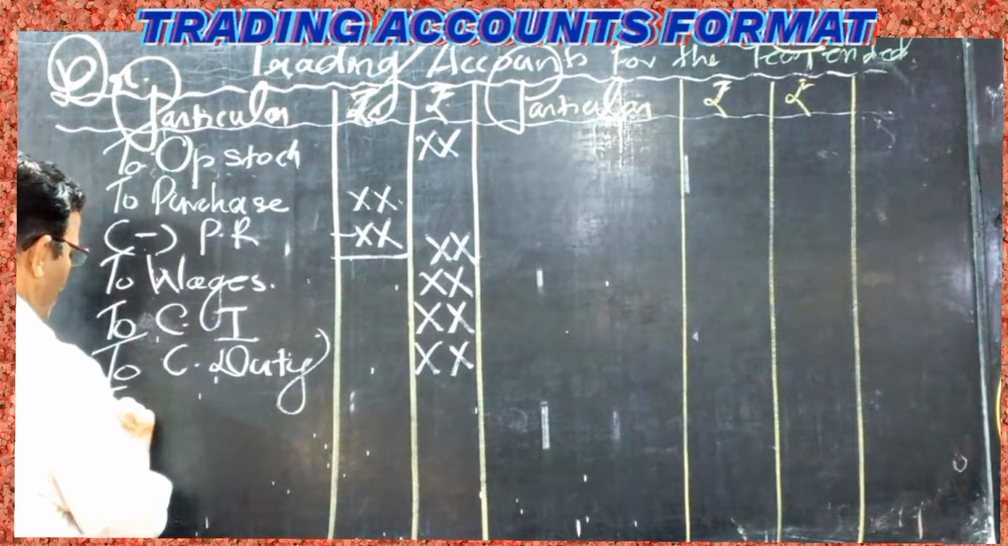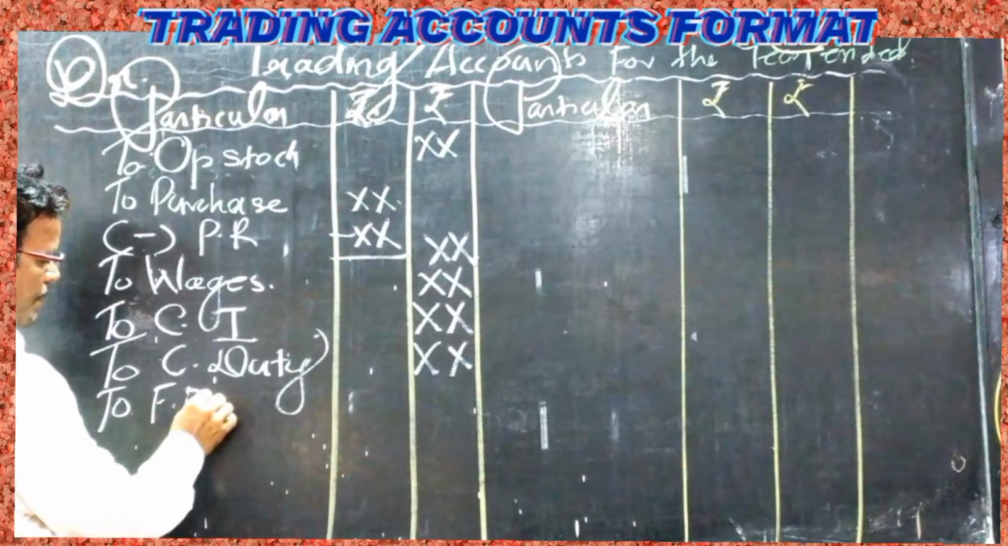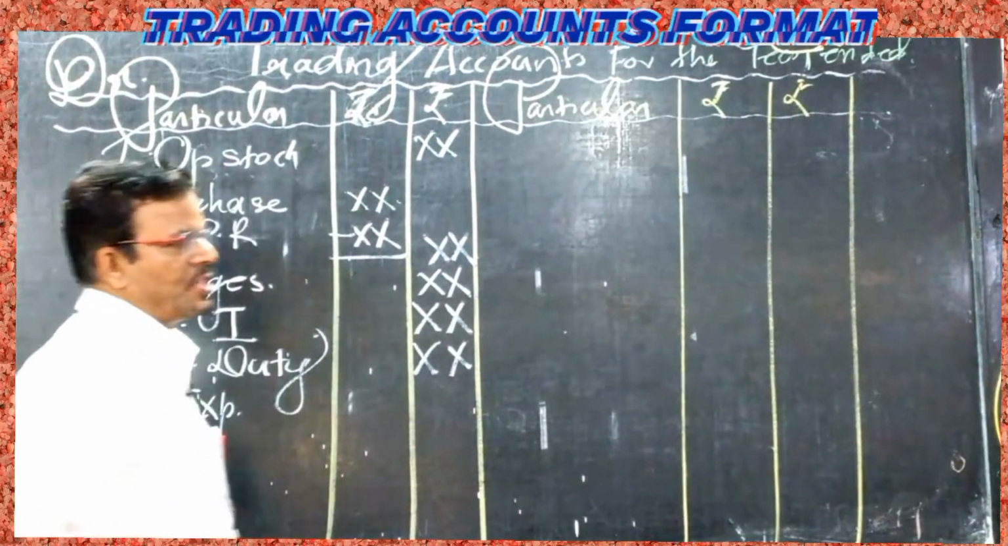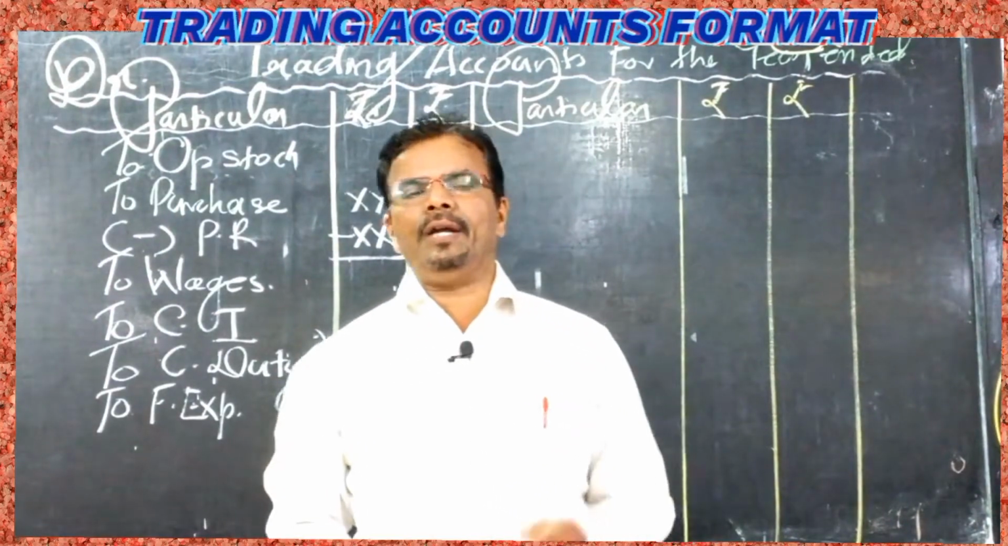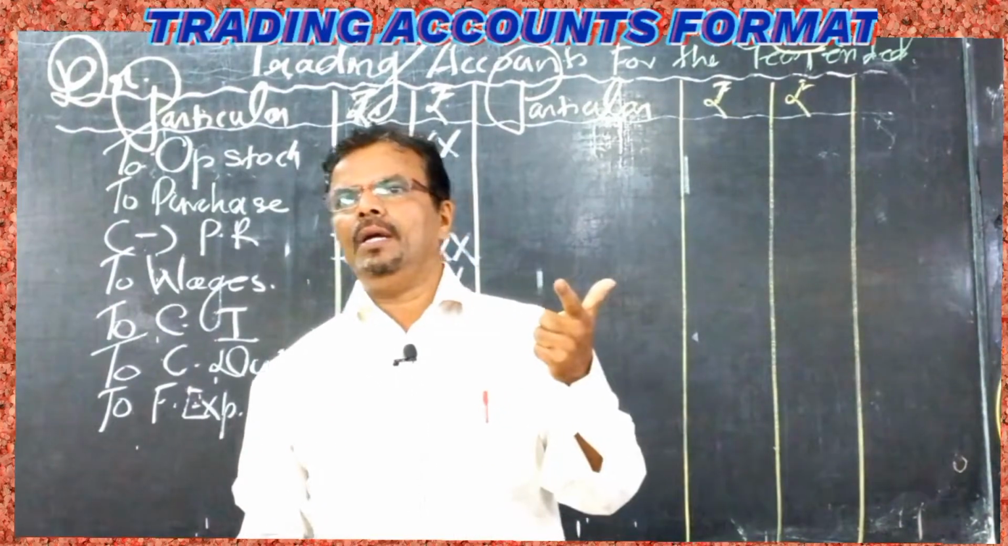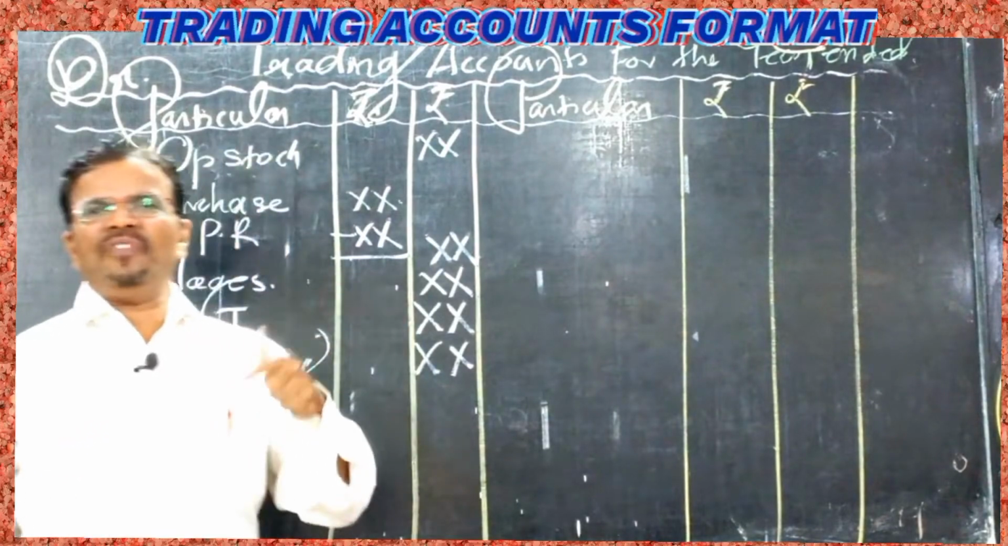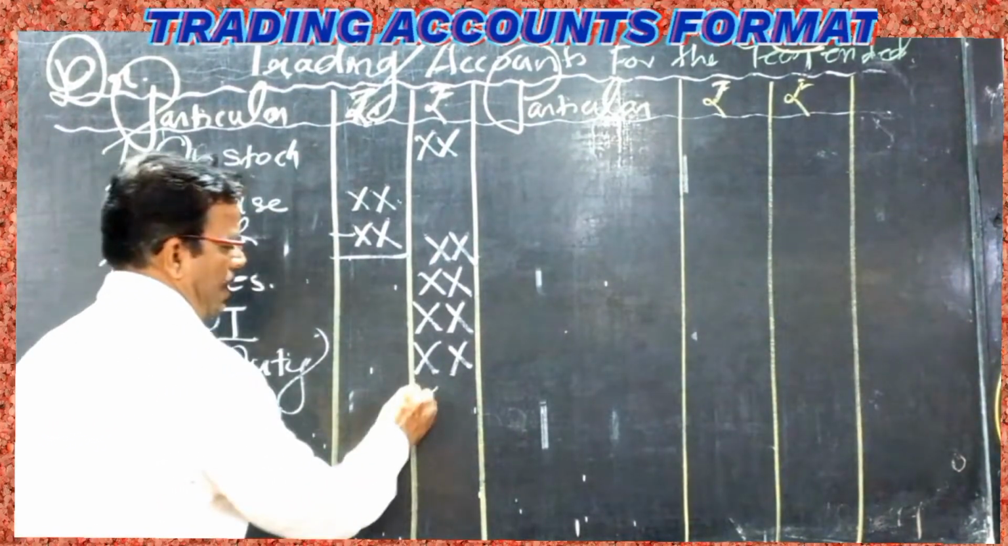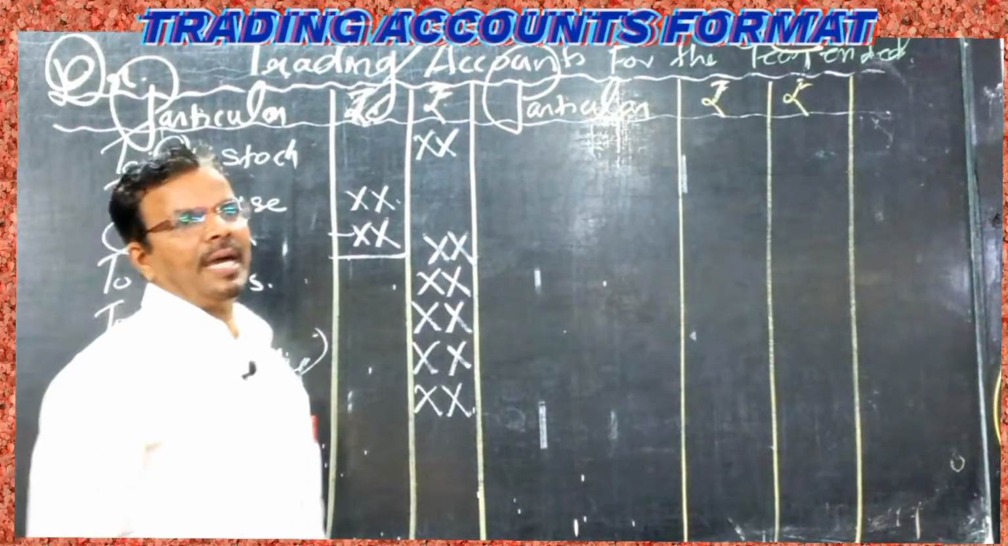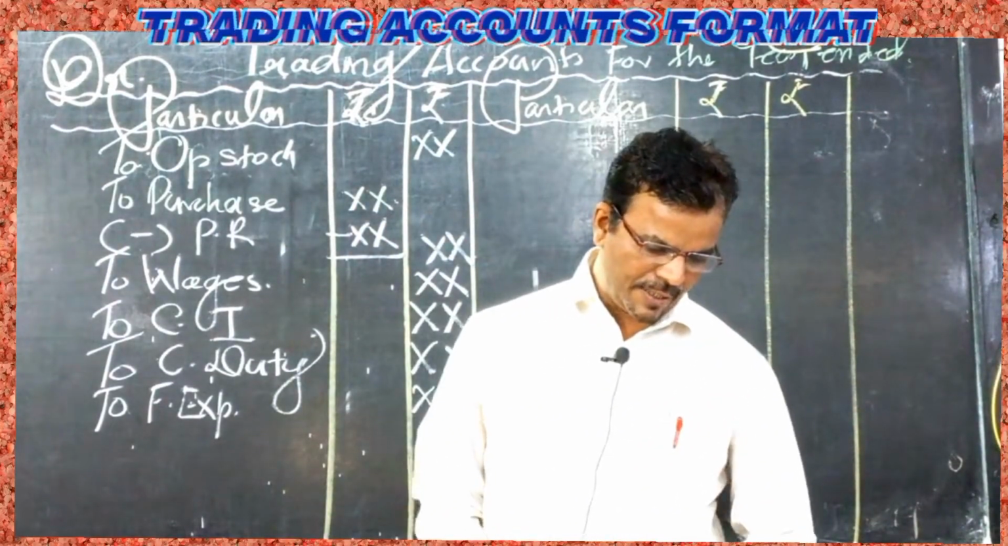Now, to factory expenses. All types of factory expenses go on the trading account debit side. Factory insurance, factory light bill. Whatever the factory expenses are, always on the trading account debit side, because these are direct expenses.